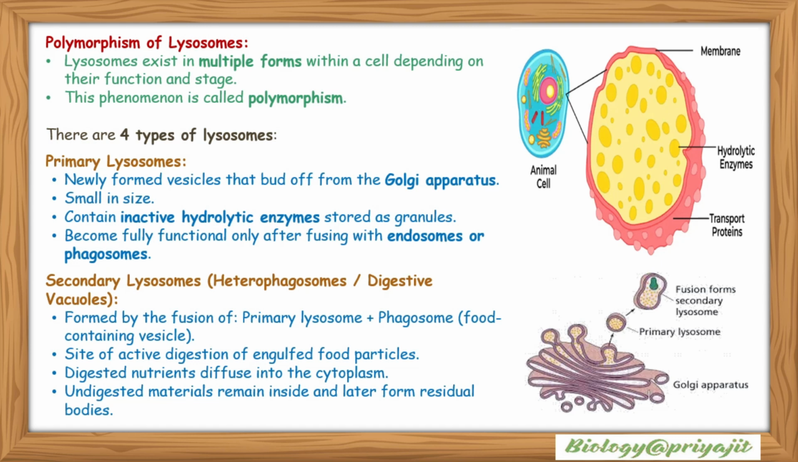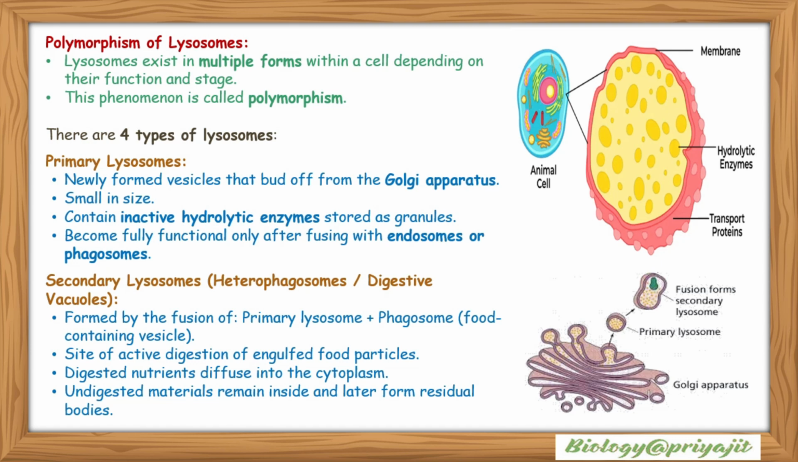Polymorphism of lysosome. Lysosomes exist in multiple forms within a cell depending on their function and stage. This phenomenon is called polymorphism. There are four types of lysosome. Primary lysosomes are newly formed vesicles that bud off from the Golgi apparatus. They are smaller in size and contain inactive hydrolytic enzymes stored as granules. They become fully functional only after fusing with an endosome or phagosome.